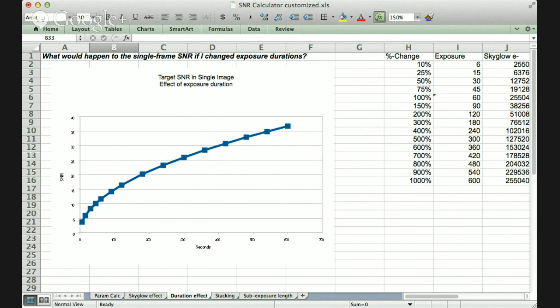Now, there is no point of no return. At every point, there's a point of diminishing returns, and it's up to you to figure out what the trade-off is here.